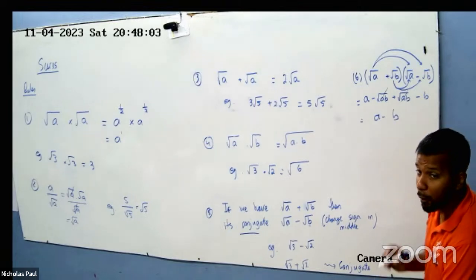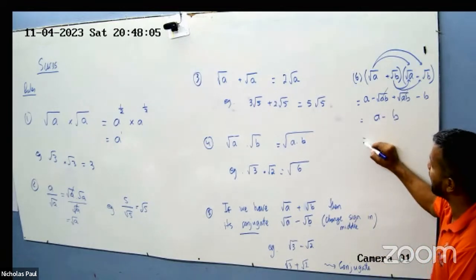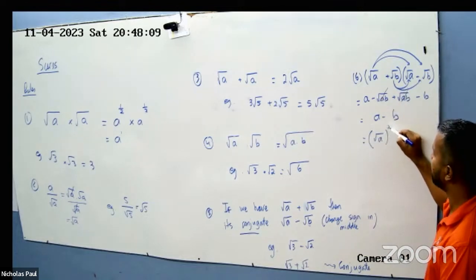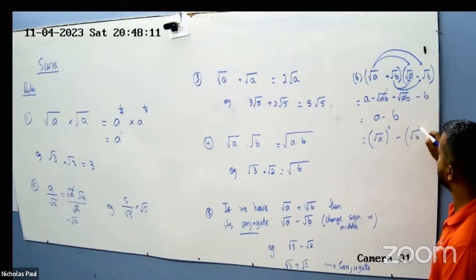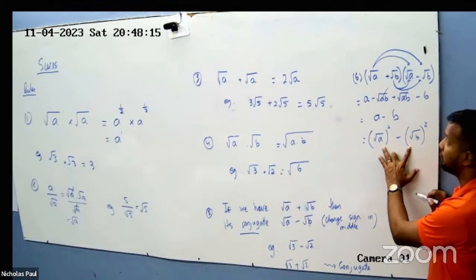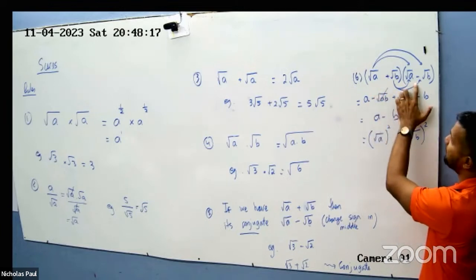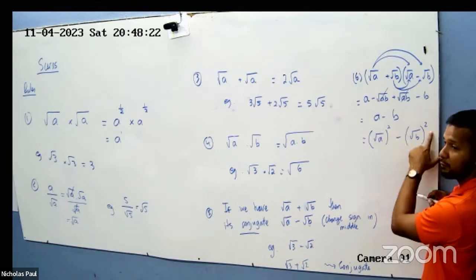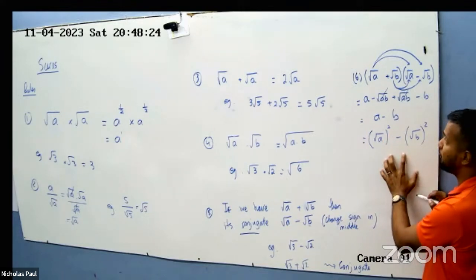But more formally, I want you to learn it like this. It's always root A squared minus root B squared. Same answer, but I want you to learn this version. Whenever you multiply something by its conjugate, you'll always get the first term squared minus the second term squared. Learn this part here.